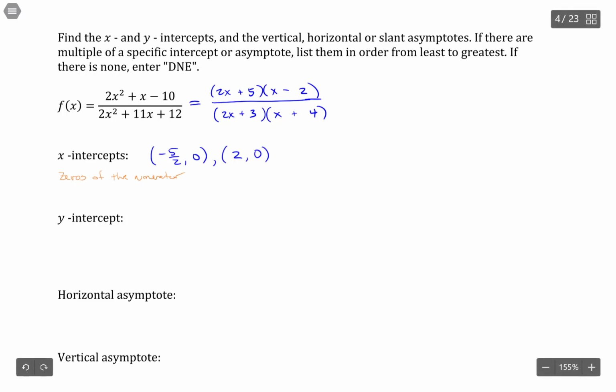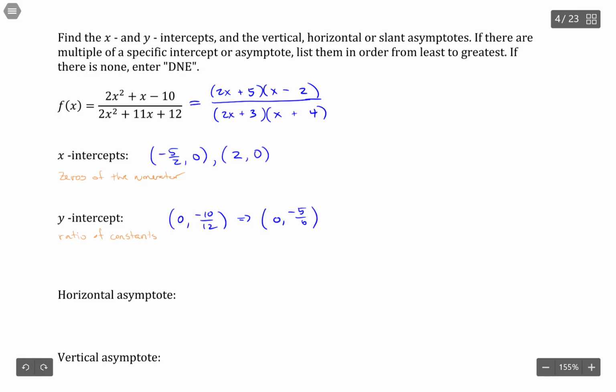Y-intercepts. Y-intercepts occur at the ratio of constants. So there's only one, and you just take the two constants in your equation and you take their ratio. It's got an x value of 0, because for y-intercepts, you're always solving f of 0. In this case, it turns out to be negative 10 over 12, which reduces to negative 5/6.